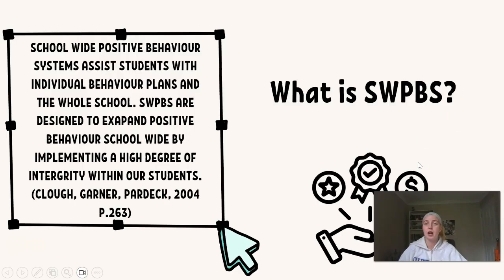So first of all, what is our school-wide approach to positive behaviour? Our school-wide approach to positive behaviour systems assists students with individual behaviour plans as well as the whole school. Our school-wide positive behaviour systems are designed to expand the positive behaviour within the school by implementing a high degree of integrity within our students. That means making sure that students are aware and the students are making the decisions for the positive behaviour.